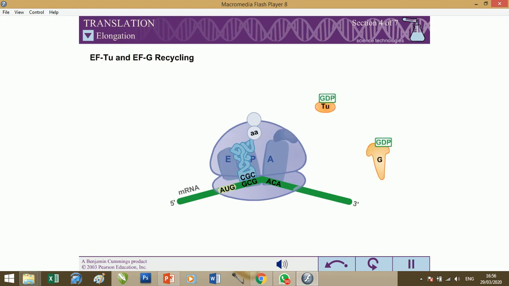Note that elongation factors EF-Tu and EF-G both end up as complexes with GDP after one round of elongation. Both factors must exchange their GDP for GTP before they can be used again. For EF-Tu, this exchange is facilitated by elongation factor EF-Ts. For EF-G, the GDP simply falls off and is quickly replaced by a GTP.